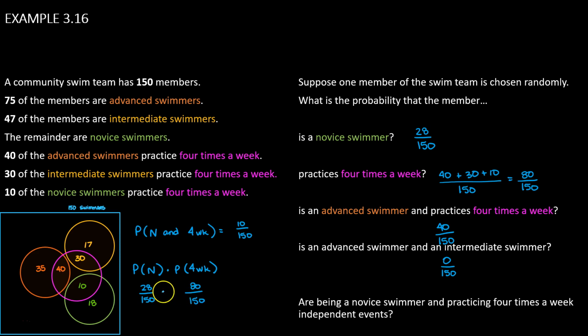And if we multiply these two fractions, 28 over 150, 80 over 150, we get 0.0996 approximately. And if we compare that to the probability of the intersection, and so novice swimmers and practicing 4 times a week, 10 divided by 150 comes out to 0.0667 approximately. And these values don't match. Since they do not match, we know that we are not looking at independent events.